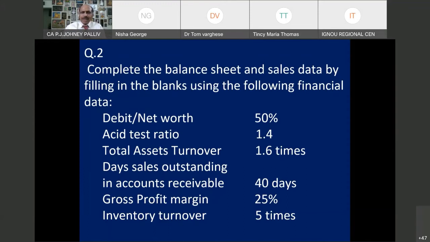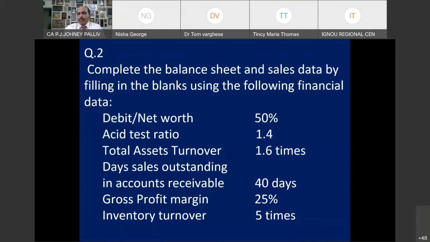Day sales outstanding in account receivable, assuming that there are 360 days, and 40 days is the time limit for collecting the money from the customers. I repeat, the day sales outstanding in account receivable means the time taken for getting the money from the customer, that is the credit period.